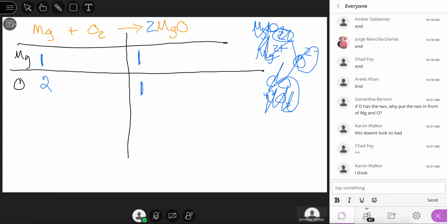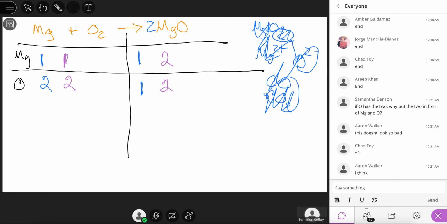So what I'll do at that point is I'll go back and count again, and I have 1 magnesium on this side and 2 oxygen. And on the right, I now have 2 magnesium and 2 oxygen. So the oxygen is balanced, but now the magnesium is not.